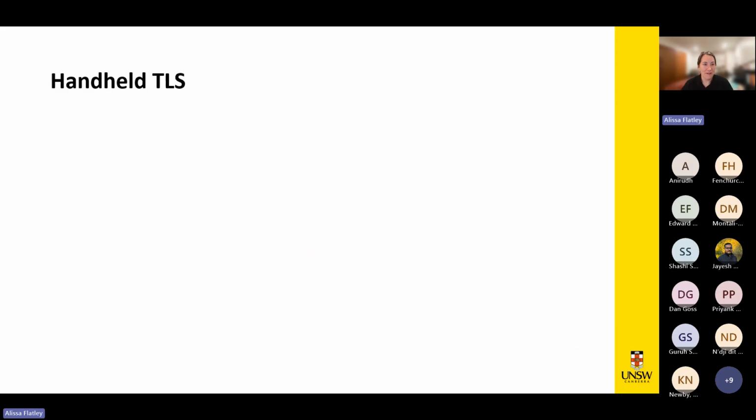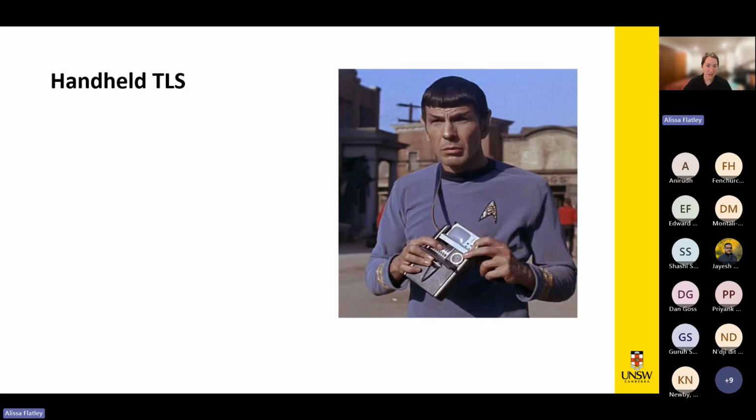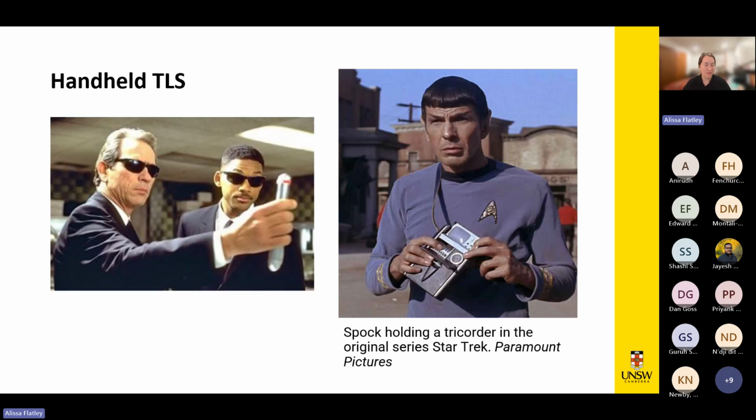So then we have handheld TLS coming onto the scene. My way of describing handheld TLS to, I guess, people outside of geomorphology or scanning is to liken it to a Star Trek tricorder. So quite Spock-like, you have your device and you walk around with it and you scan your environment. It also reminds me of one of those memory wipers from Men in Black.